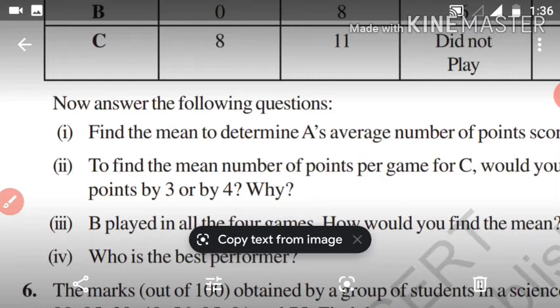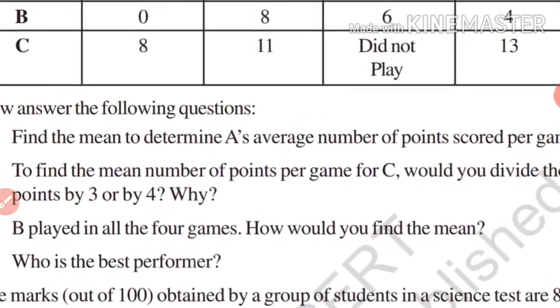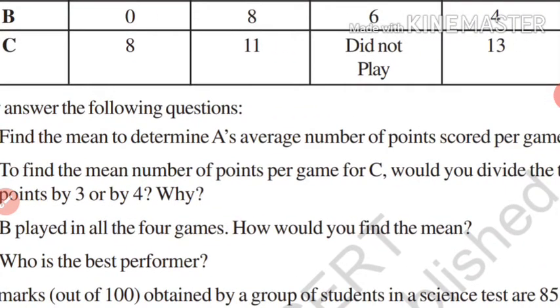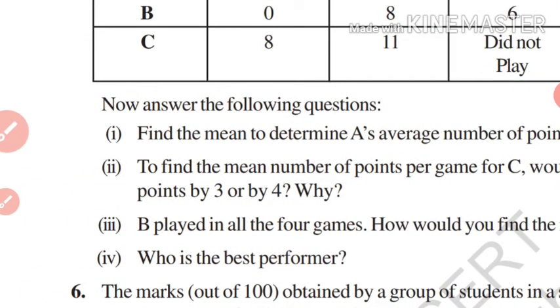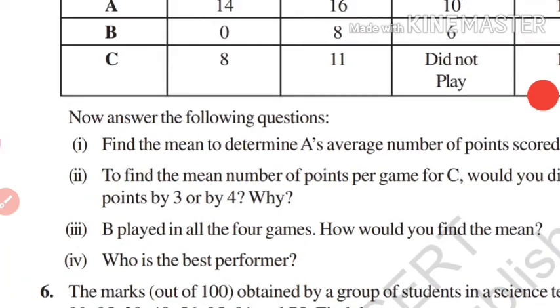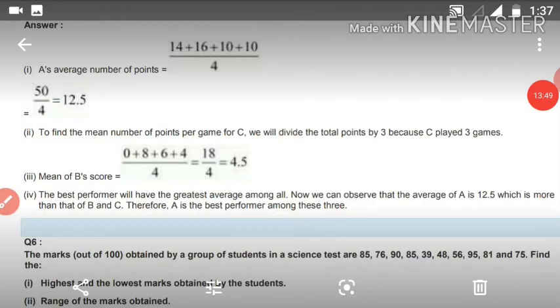Now for question 3, B played in all the 4 games. How will you find the mean? B played in all the games and you have to find the mean. How will you find the mean? We have to divide by 4, isn't it? Now question 4 is, who is the best performer? Means whose average or mean value will be the highest? That player will be the best performer. Now come to the solution.